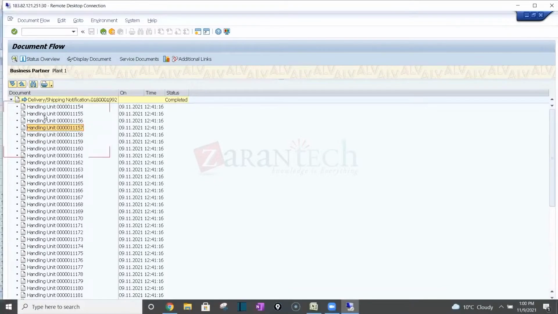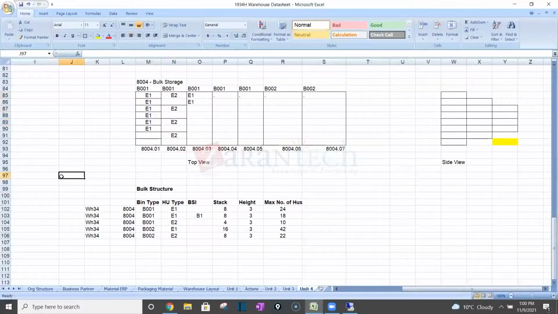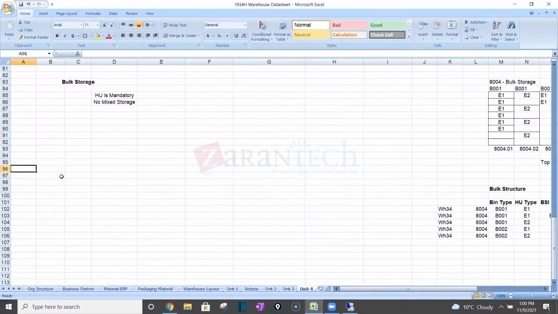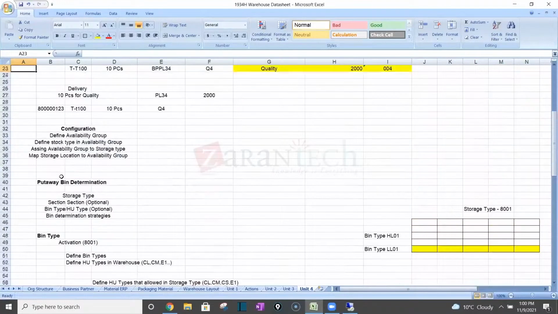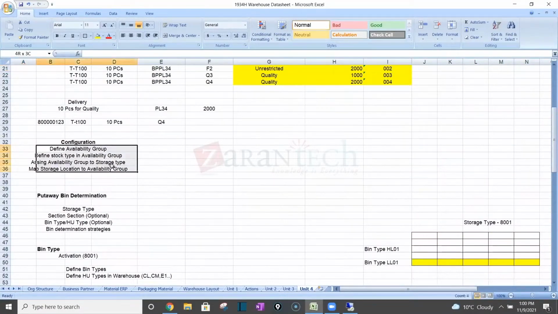Yeah, no other settings required. Only that basic setting is enough. Am I right? I'm not sure what basic settings you're asking about. Basic setting means this mapping of storage type and storage location. We have different storage locations, right? 1000, 2000. You can see on my screen, right? This configuration is enough.